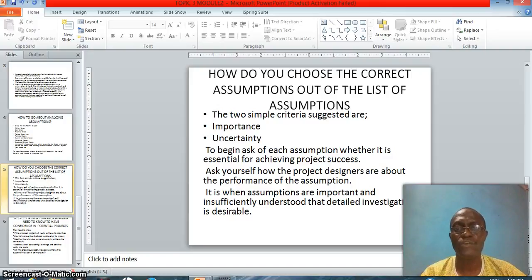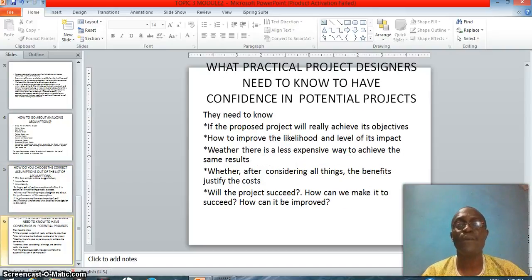You ask yourself how confident the project designers are about the performance of the assumption. It is when assumptions are important and insufficiently understood that detailed investigation is desirable. What do practical project designers need to know to have confidence in a potential project?